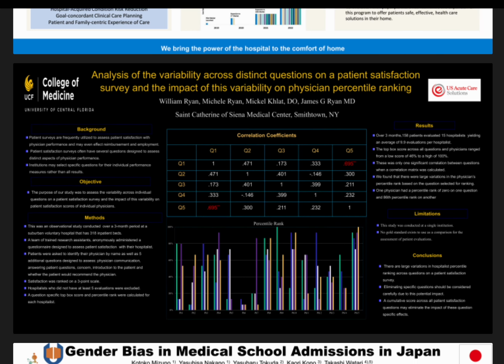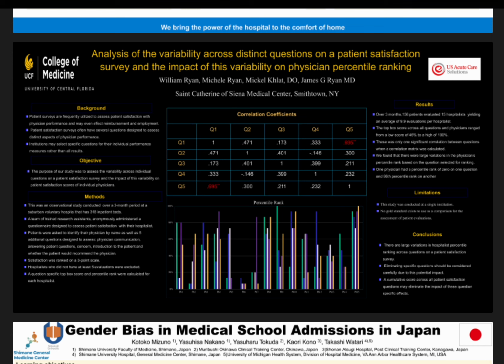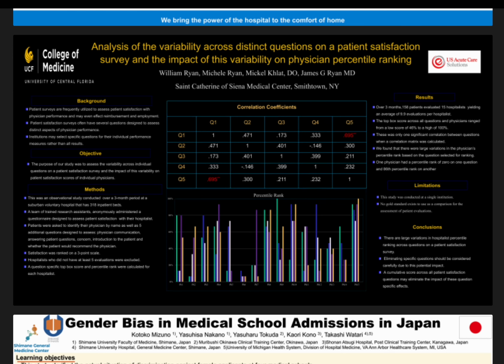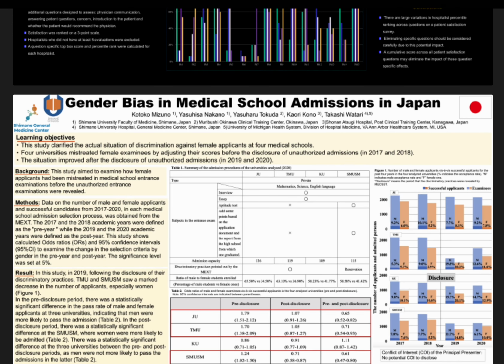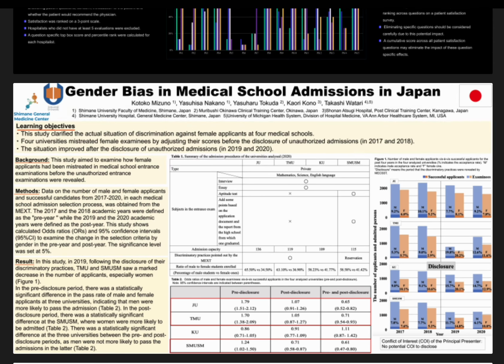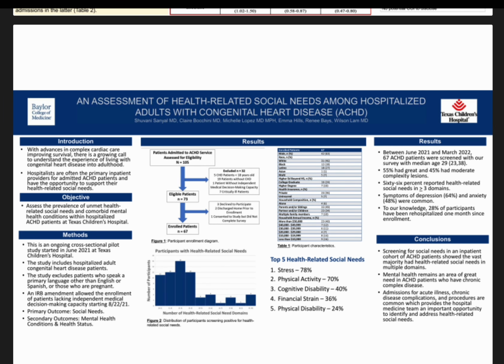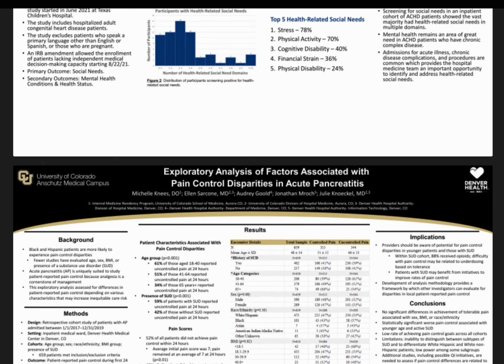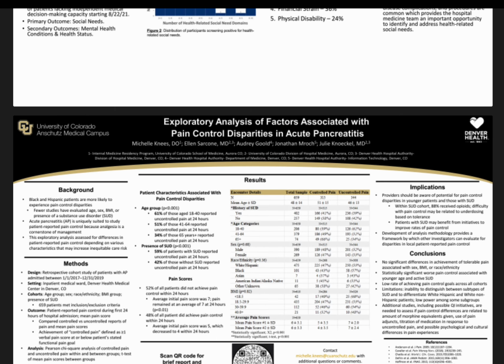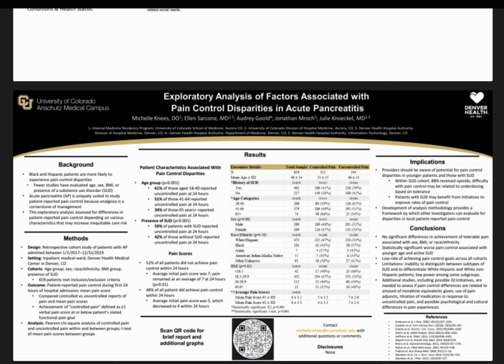Next one, analysis of the variability across distinct questions on a patient satisfaction survey and the impact of this variability on physician percentile ranking. Very important. Gender bias in medical school admissions in Japan. An assessment of care-related social needs among hospitalized adults with congenital heart disease. Perfect. Exploratory analysis of factors associated with pain control disparities in acute pancreatitis.